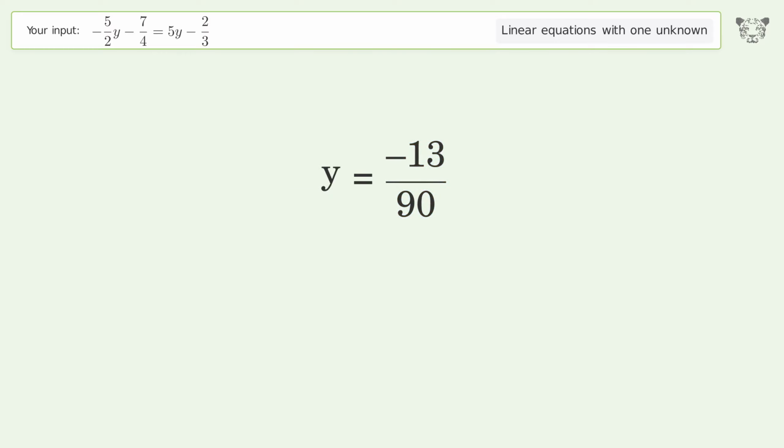And so the final result is y equals -13/90.